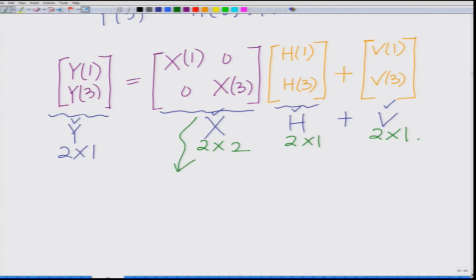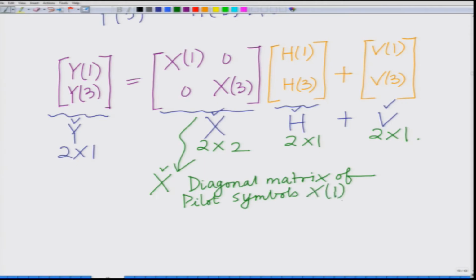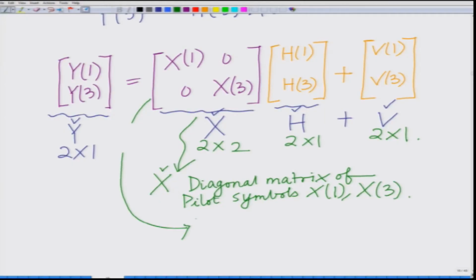And observe again that this X check is the diagonal matrix of pilot symbols x1 and x3, that is, the diagonal elements are the transmitted pilot symbols x1 and x3. So, it is a diagonal matrix and in fact, this is also the pilot matrix for this comb type pilot based OFDM channel estimation scheme. So, this is our 2 cross 2 pilot matrix.